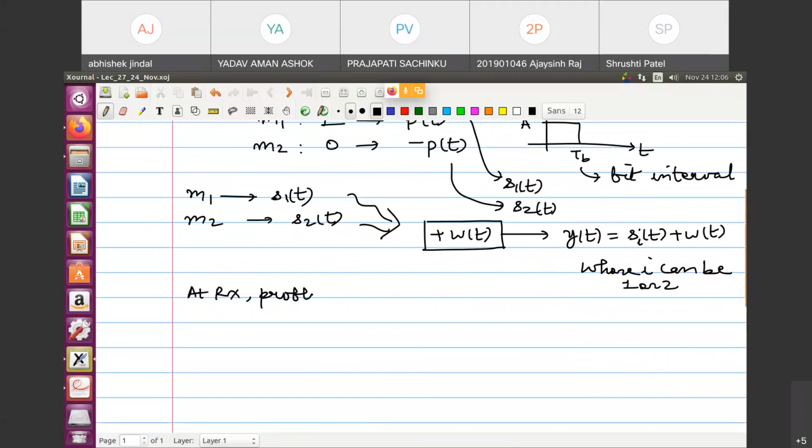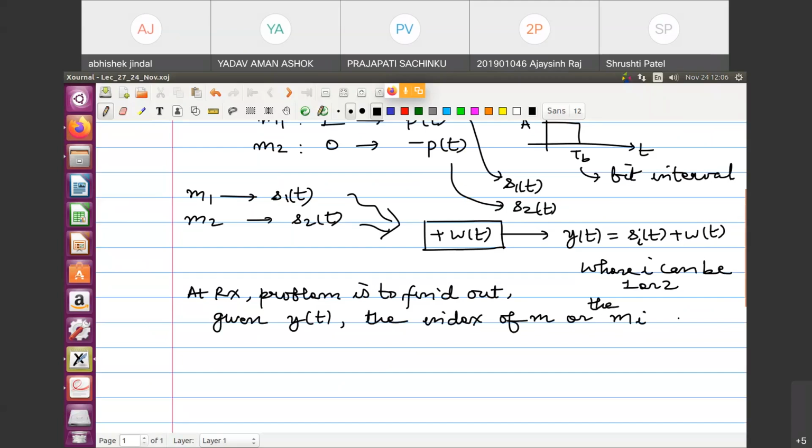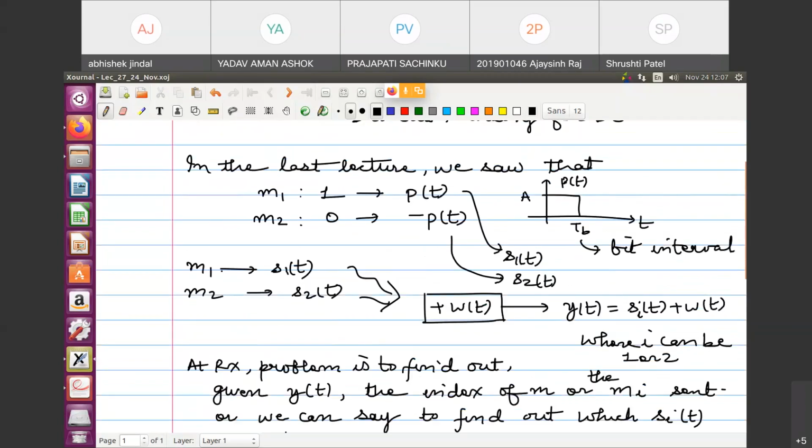So at the receiver, the problem is to find out, given Y of t, the index of the Mi sent, or we can say to find out which Si of t was transmitted. This was the problem we studied. In that case we had only two choices, M1 and M2, mapped to two waveforms, S1 of t and S2 of t. At the receiver, it needs to decide whether M1 was sent or M2 was sent.